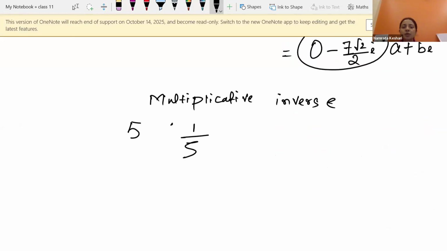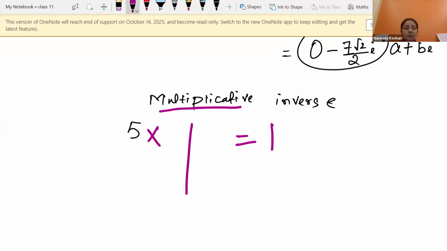Why? Because if you are given 5, multiplicative inverse means what number should be multiplied with 5 so that the result will be 1. And we always take the reciprocal while talking about the multiplicative inverse. I'm talking about a very lower level concept which you have done in the whole number chapter, or maybe the rational number chapter, or maybe the integer chapter. Multiplicative inverse means what should be multiplied so that the result is 1. What shall we multiply with 5 so that the answer is 1? So 1 by 5.